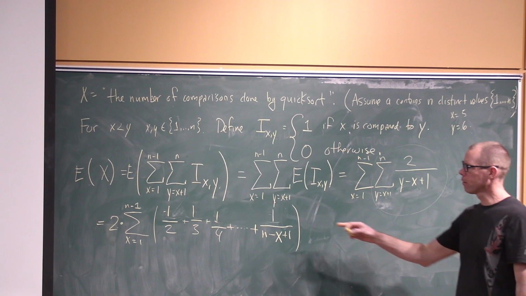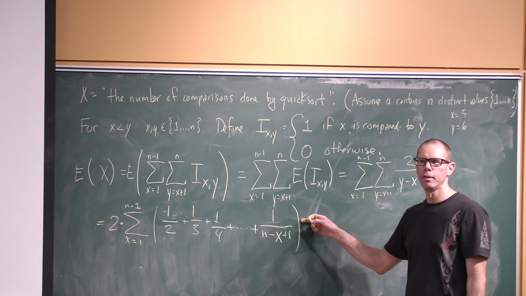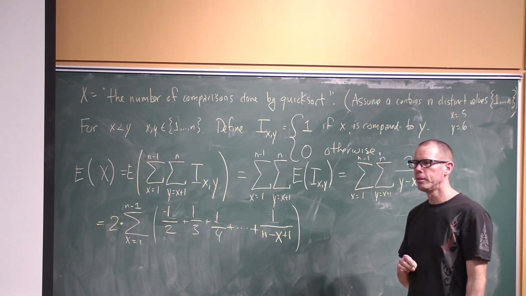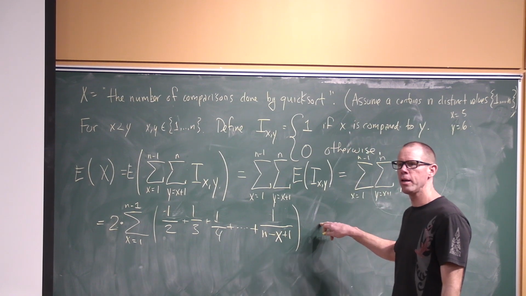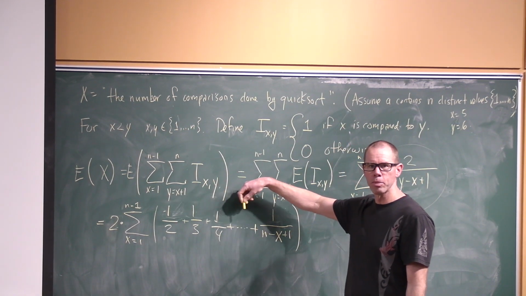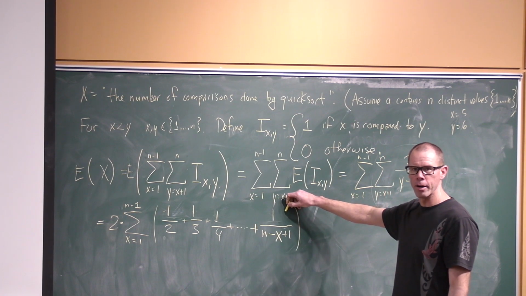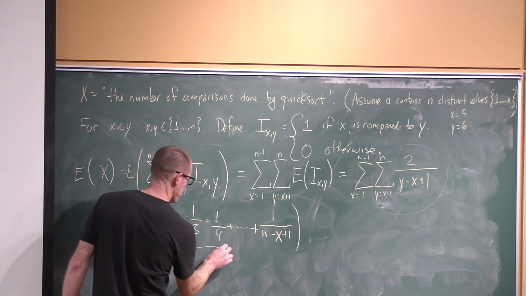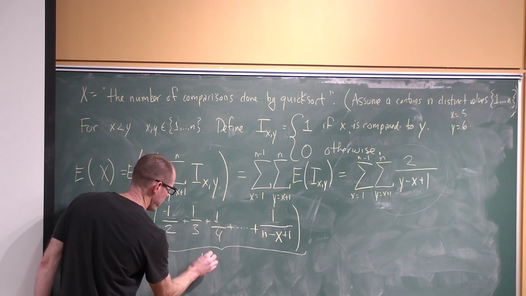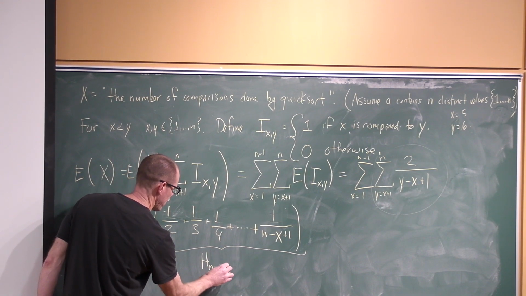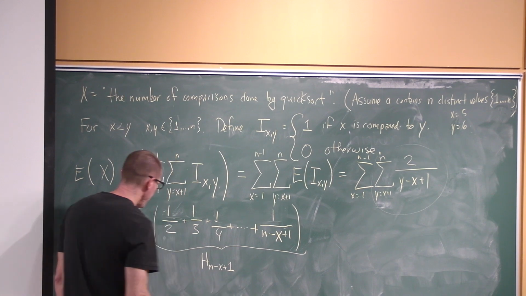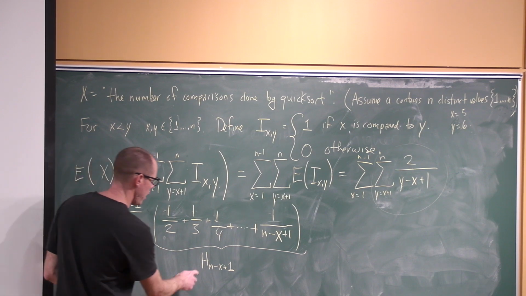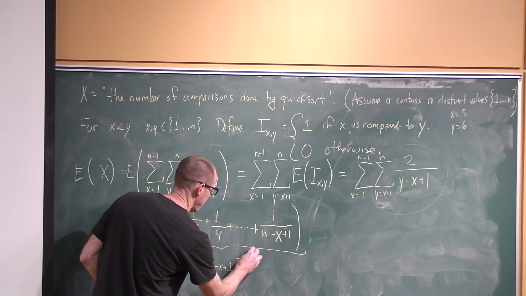Now, does this look familiar at all? Yeah. What does it look like? I'm seeing most of a harmonic number in here, right? A half, plus a third, plus a quarter, plus and so on, up to some number here. In fact, this is almost the whole harmonic number, h sub n minus x plus 1, except there's one term missing, the first term, the 1. So that means this thing must be h sub n minus x plus 1 minus 1.